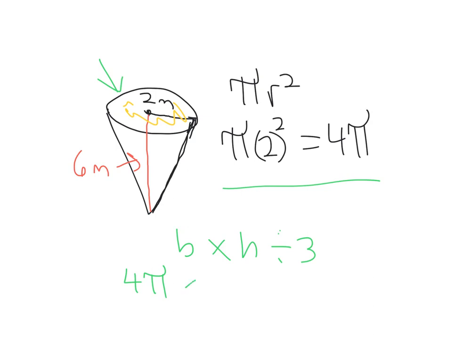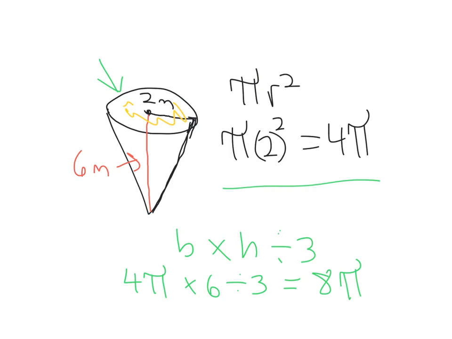Then it's going to be times 6, divided by 3, because 6 is the height, and then I've got to divide by 3 because it's a cone. So if I do that, I'm going to end up with 24 pi divided by 3. I'm going to end up with 8 pi. And that's going to be my answer. I can multiply it by pi if I want.